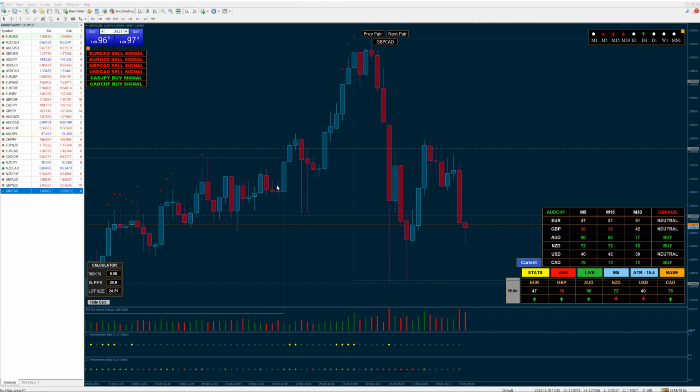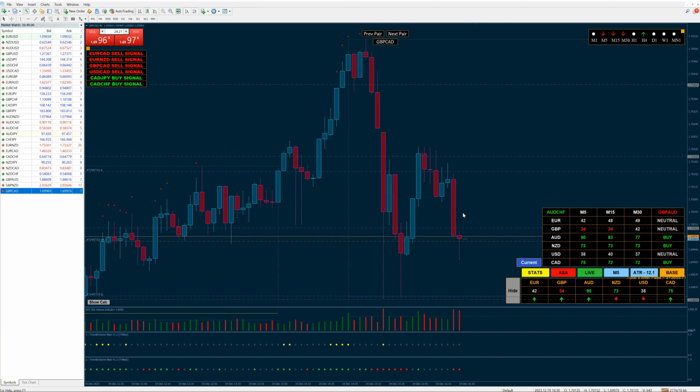All right, guys. So the trade idea that I had for GBP AUD, that one took off without me. So now what I've done is I've calculated my risk here. 20. I'll be fine with hitting this TP right there. And this one has given me a chance to decrease risk.